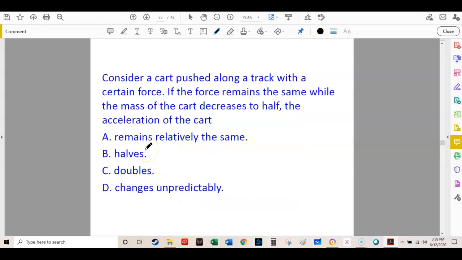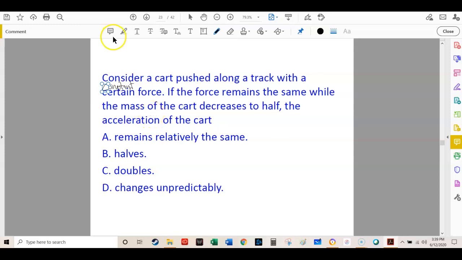Okay? All right. Let's do a last one. Consider a cart pushed along a track with a certain force. If the force remains the same while the mass of the cart decreases to half, what should happen to the acceleration of the cart? So this is a cart being pushed along a track with a constant force. And the force is going to be constant. Now the mass of the cart is going to drop. What should happen to the acceleration?